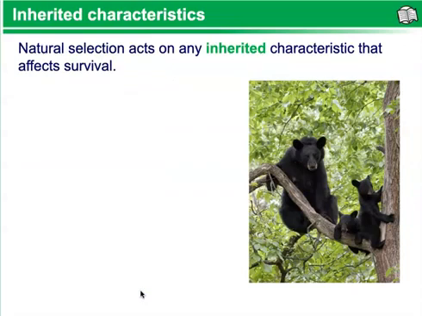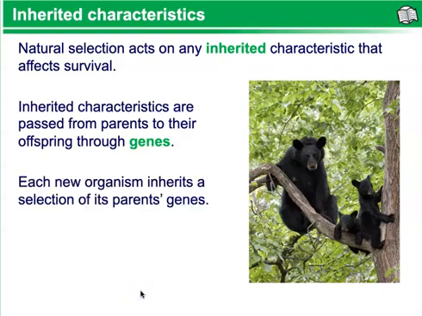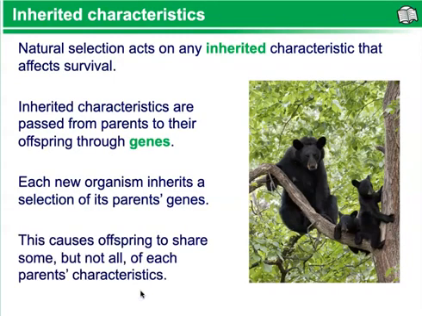Inherited characteristics. Natural selection acts on any inherited characteristic that affects survival. Inherited characteristics are passed from parents to their offspring through genes. Each new organism inherits a selection of its parents' genes. This causes offspring to share some, but not all, of each parent's characteristics.